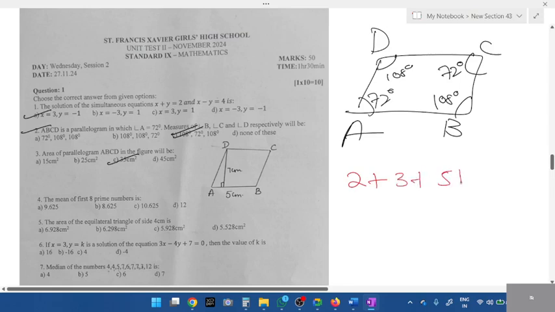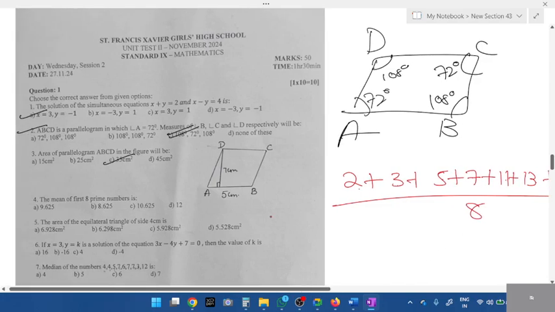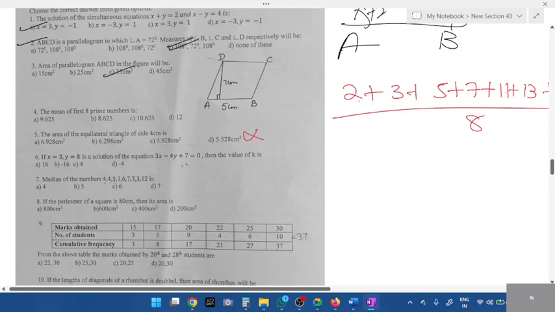2 plus 5. Hmm. That's it. That's it. No, no. 8. 17 and 2, 3, 4, 5, 6, 7, 8. Divided by how many numbers? 8 numbers. Solve that, you'll get the answer. You don't have this equilateral. Next. What is the value of k, students?